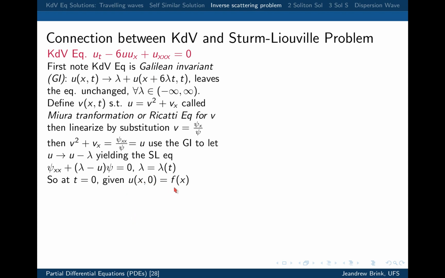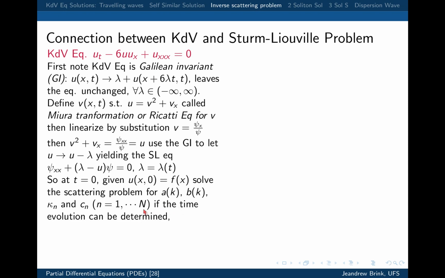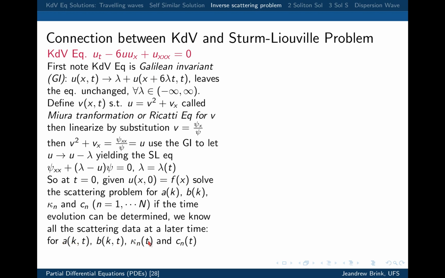Okay, so at t equals 0, you get that. You solve the scattering problem, you get a(k) and b(k). In fact, if we choose f of x to be that sech potential, we've already got it. You get your possible bound states or reflectionless potentials, all those n things. And if the time evolution can be determined, then you know the scattering data for all later time and you go back. Okay, so you get a(k,t) and b(k,t), and these are the reflectionless potentials and their amplitudes, and then you construct u. Algorithm: easy in theory, quite complicated to do in practice, but you can actually do it.